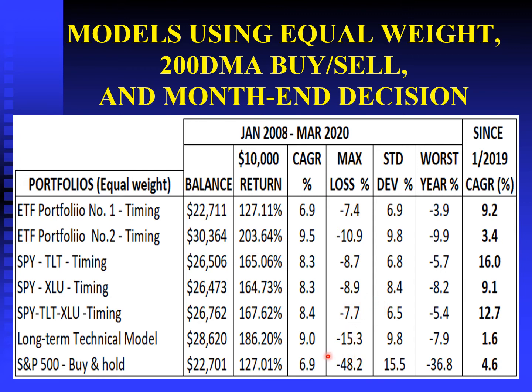with a much lower loss, 7.7 instead of 48, and a 6.5 standard deviation instead of 15.5, which means the portfolio is considerably less volatile, and the worst year 5.4 instead of 36. So it provides a hedge against losses, and in very uncertain times provides a return much higher than a diversified portfolio.